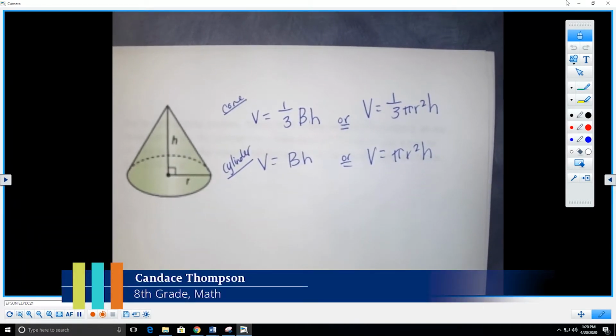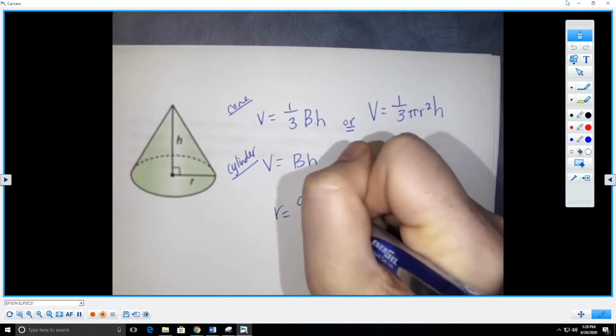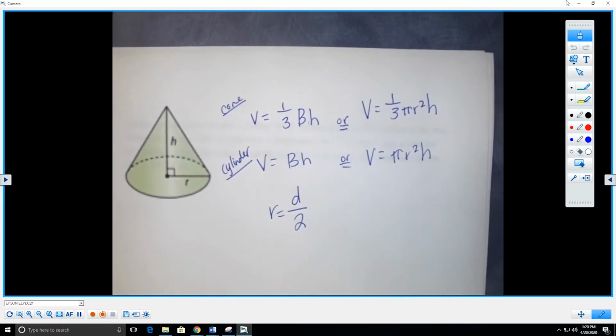You may also recall from the cylinder lesson that sometimes we are provided with a measurement for diameter instead of the radius. As long as you remember that diameter is twice the radius, you will be able to determine the radius and use the formula you've learned. Remember, radius is just the diameter divided by 2. Now that you understand what to look for when finding the volume of a cone, let's try some application problems together.